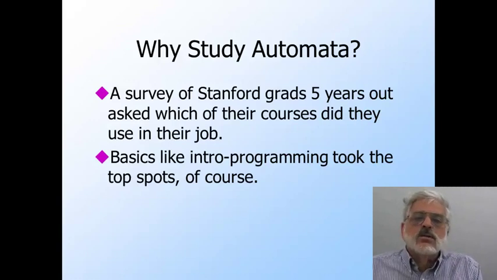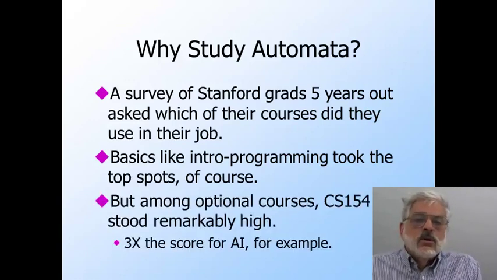No surprise here. Next came our sophomore level courses covering basic data structures and algorithms and systems software. Again, no surprise. But after the required courses, we found that CS154, the automata course on which this set of videos is based, was second after the database course. It was cited by 3 times as many as cited the introductory AI course, for example.